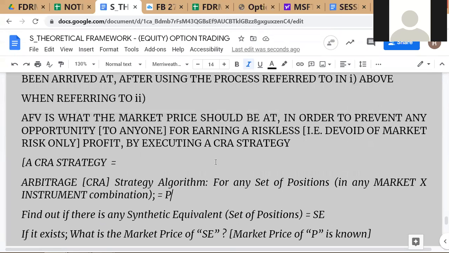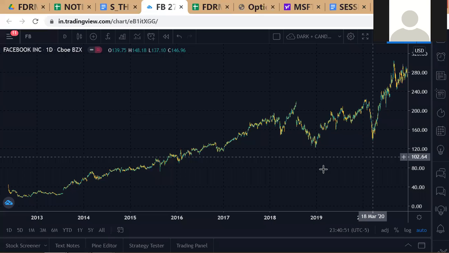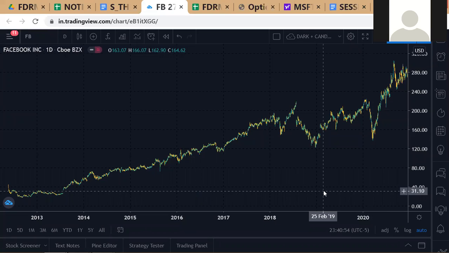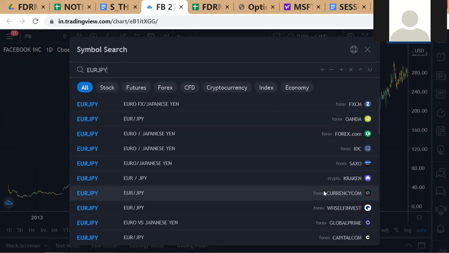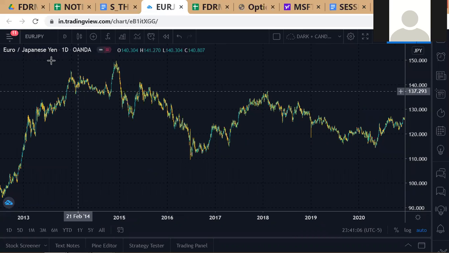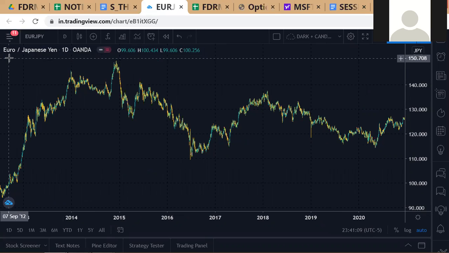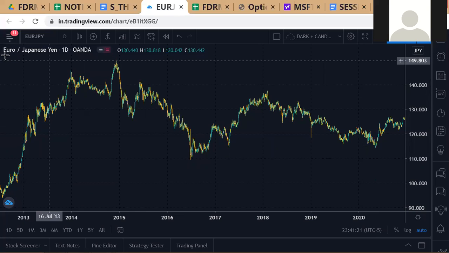Remember, a CRA strategy is always going to be very simple. You will look at the market price of any particular asset. It's better now to look at something which we will go into very soon. Let's look at a very important foreign exchange cross rate. How many Japanese yen per unit of euro? This is the European Union currency, euro, against the Japanese yen. So here the base asset is euros, and the unit is €1, and the terms asset is Japanese yen.